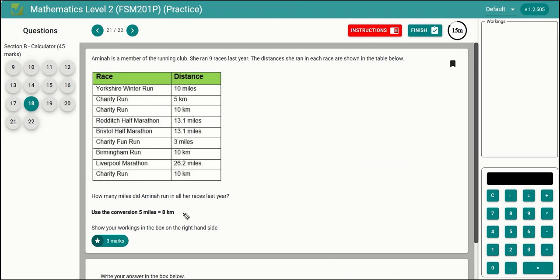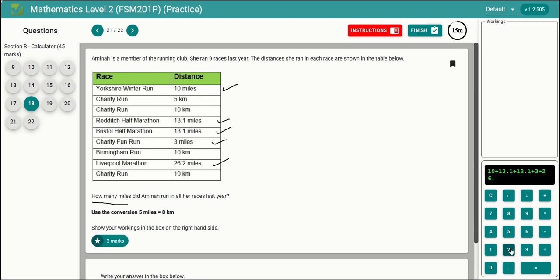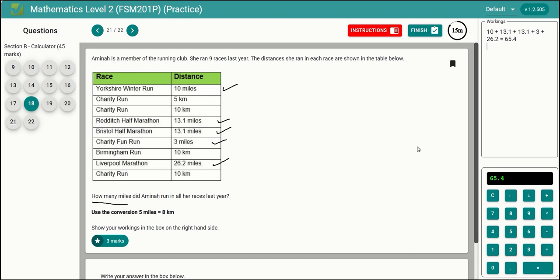Okay, so for this question, we want to know how many miles did Amina run in all her races last year. So let's add up the miles. So miles, miles, miles, miles, and miles. So let's add all of these together. So we've got 10 plus 13.1 plus another 13.1 plus 3 plus the 26.2, the classic marathon distance, and that comes to 65.4.